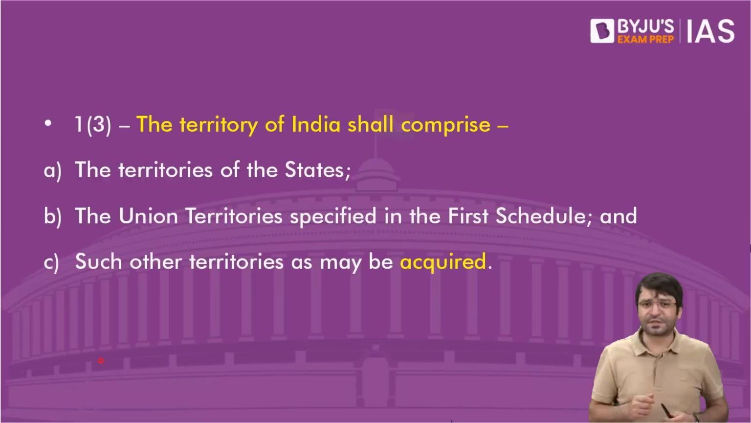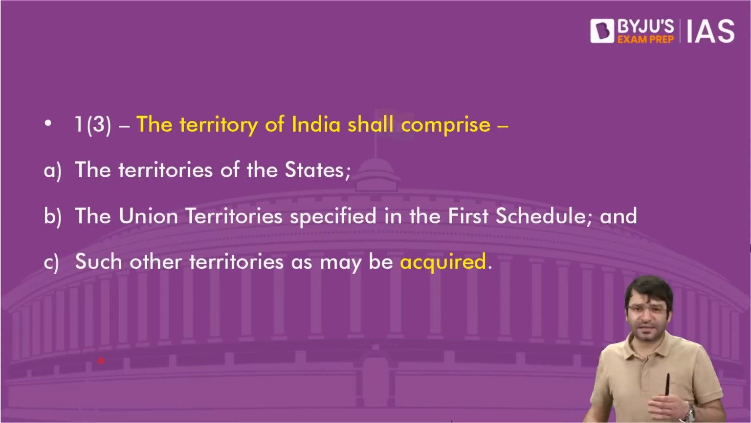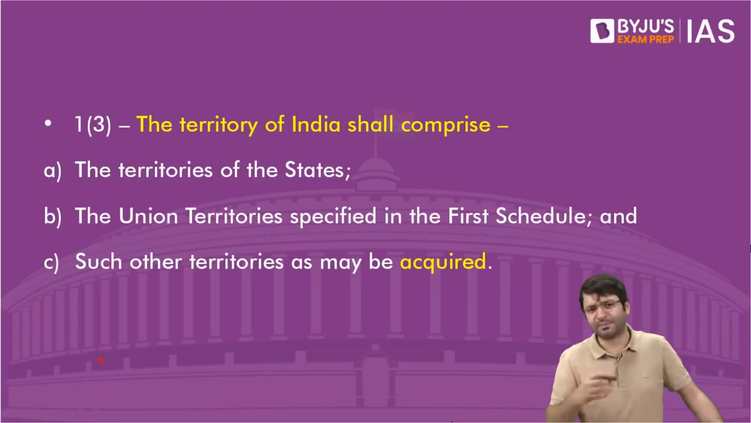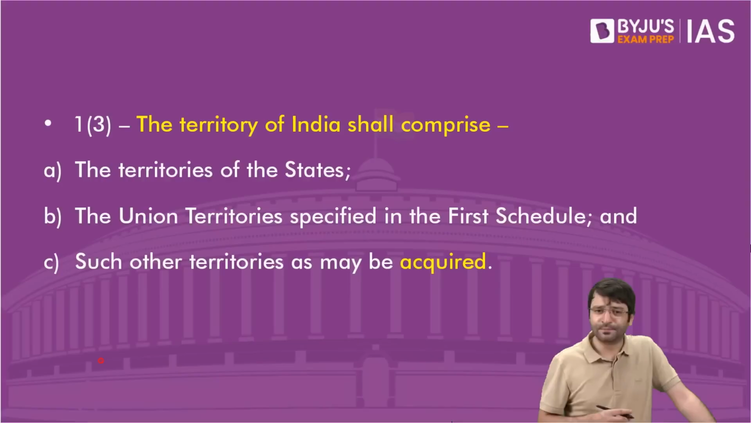This term, union of states, might give a sense that India is a unitary constitution, a unitary polity. Because if it was a federal polity, a federal constitution, the phrase used would have been India, that is Bharat, shall be a federation of states. But Dr. Ambedkar gave a clarification, an explanation to this, and said ours is a federal constitution. But I've used the term union of states for 2 reasons.